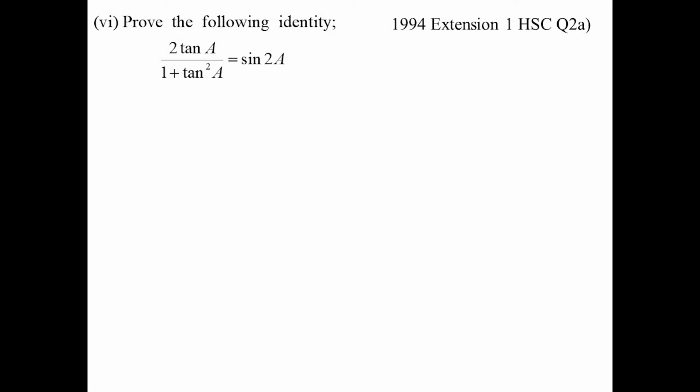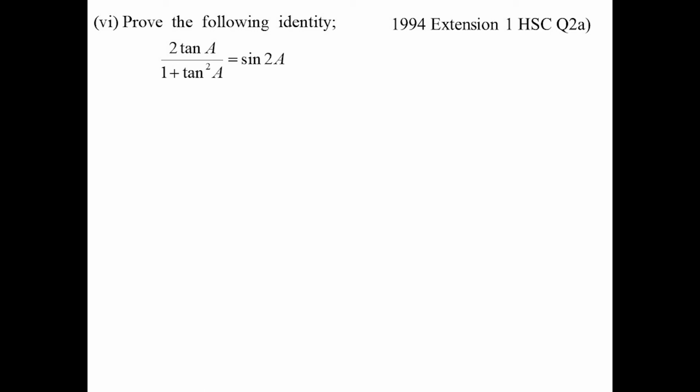Here's one from 1994. My goodness. 2 tan A on 1 plus tan squared. Oh, very tempting to look at that and you see the 2 tan on 1 plus tan squared and you think, oh, there's your double angle. But no, it's not. The double angle was 2 tan A on 1 minus tan squared. So this is 2 tan A on 1 plus tan squared. All right, I've got to turn this into sine 2A.